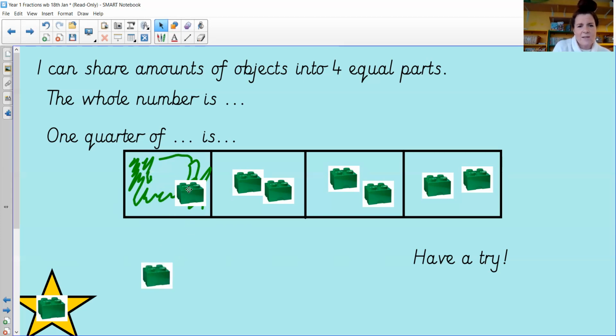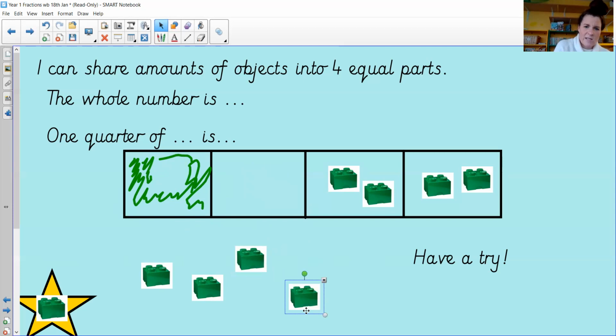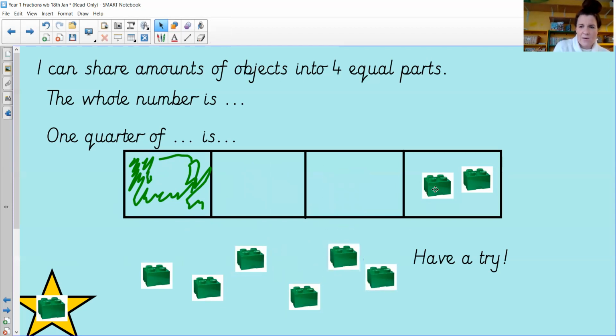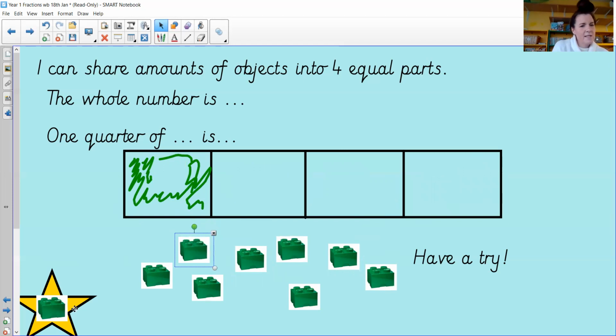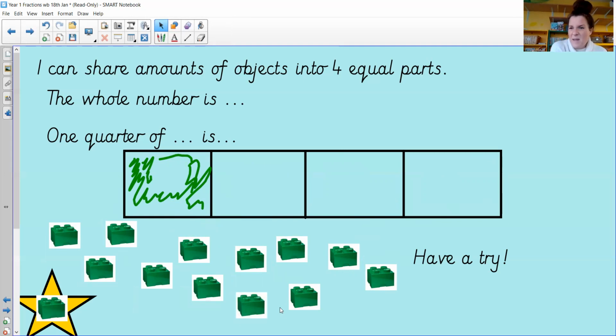Okay, here we go. So let's move the Lego bricks down. And I'm going to have to use my magic Lego piece to get some more Lego pieces. So here's my magic Lego piece. So I'm going to add another 1, 2, 3, 4. Now, how many pieces of Lego have I got? How many counters have I got?